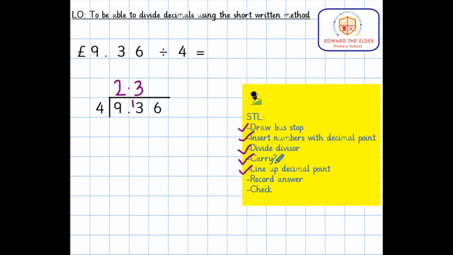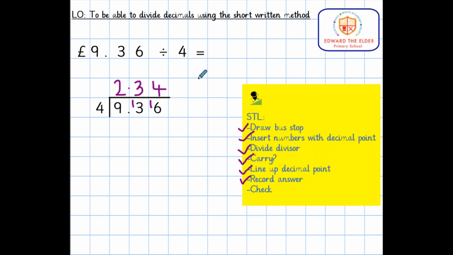Do we need to carry anything? Yes, because there's 1 left over. How many 4s are in 16? 16 divided by 4, that would be 4. Do we have anything left over? No, there's no remainders. In some instances here, we would require to have a placeholder like we've learned in previous methods. We've now got to record our answer.